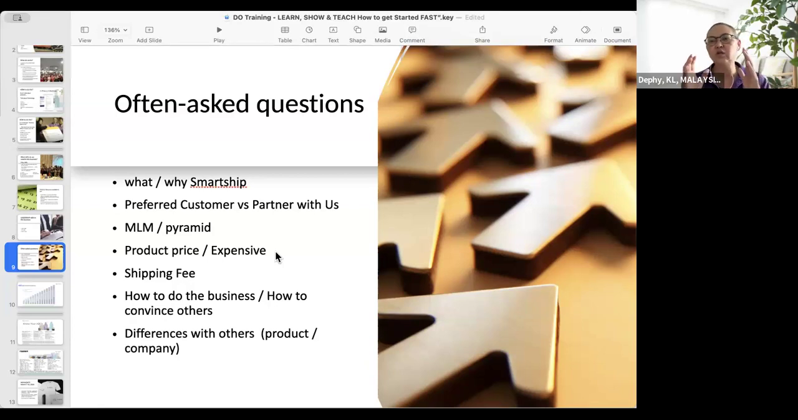So these questions should normally come after a perfect seven, at point of sign up, or when people are actually wanting to enroll and they want to find out more. Questions that are very commonly asked: why or what is SmartShip, right? Number two, why preferred customer versus partner with us? There's the options. Is this an MLM or pyramid? Product price expensive, shipping fee, how to convince other people, how to do the business, right? How is this different from other companies, right?